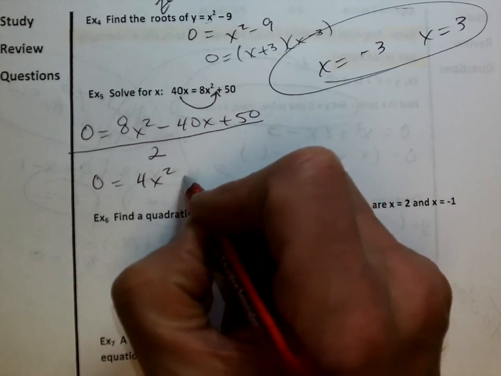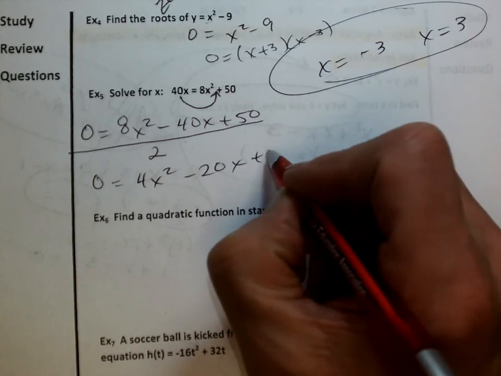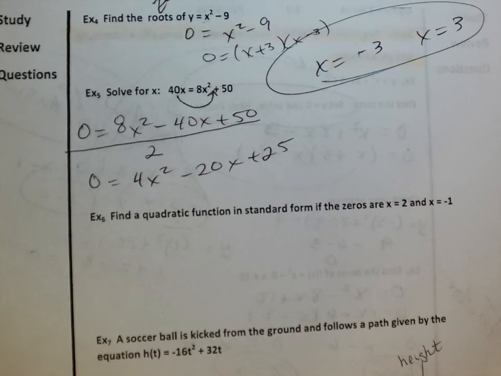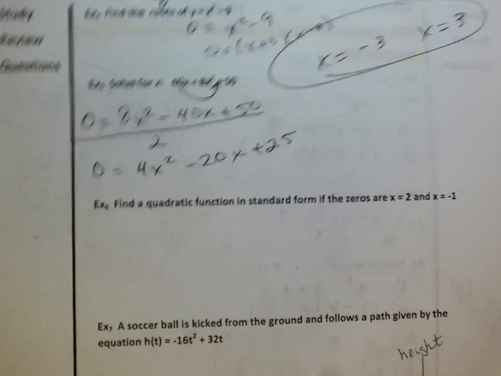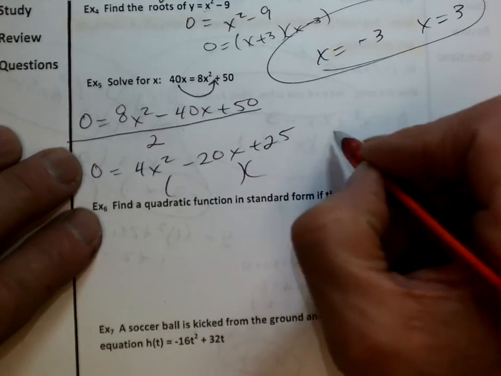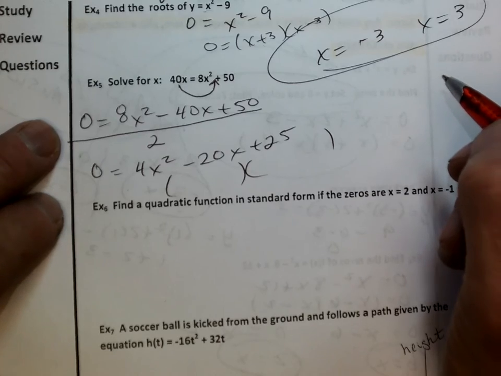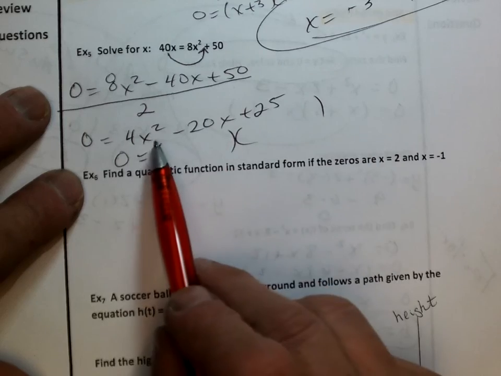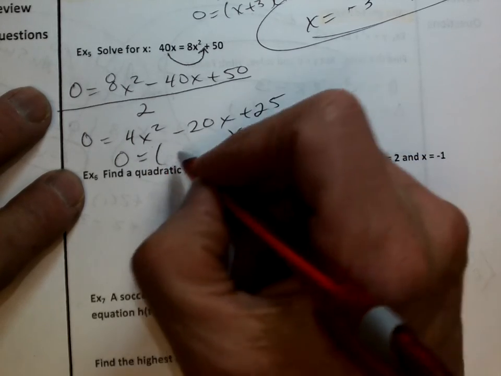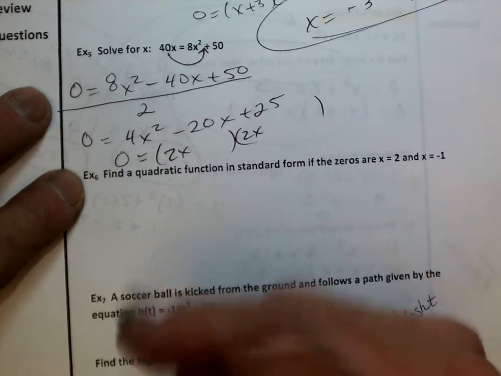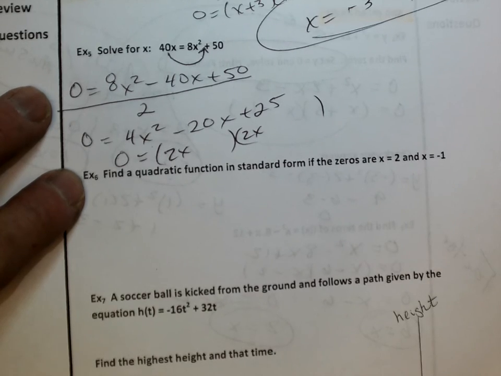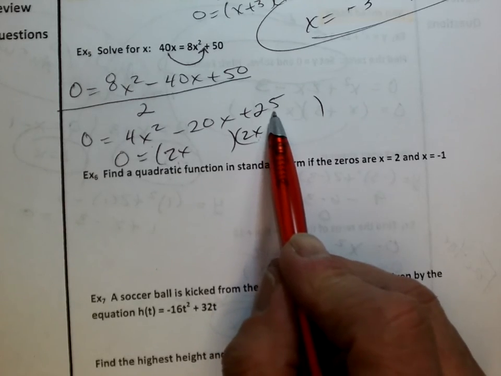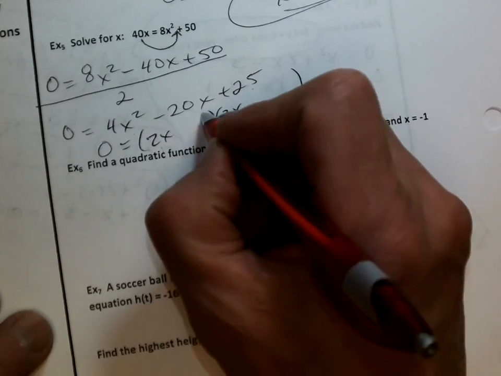4x squared minus 20x plus 25. Okay, this is one of those hard factoring problems, but I think we can do it. I do. Okay, I'm going to factor. The only way I'm going to make a 4x squared is 2x, 2x. You okay with that? 4 and 1 will also work, but trust me on this one, 2x, 2x. And I'll make a 25 with a 5 and a 5.